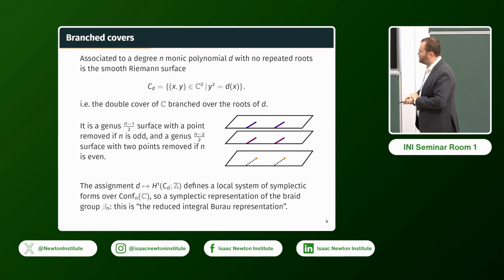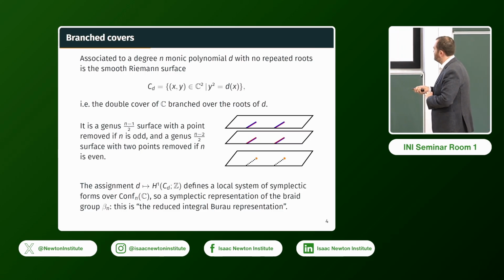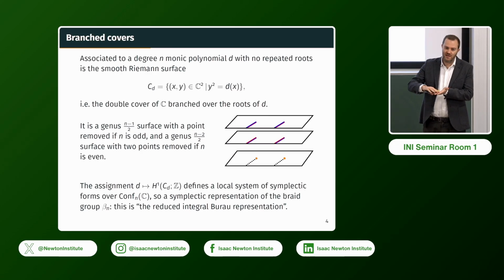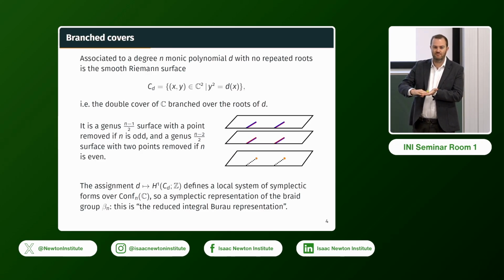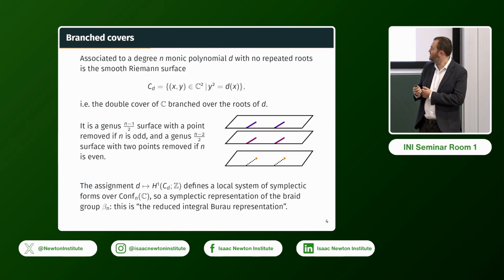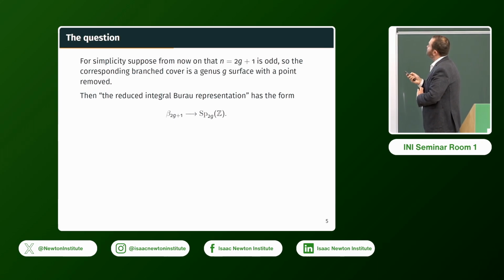It's called the reduced integral Burau representation. Okay? And if you think about giving a local system of abelian groups over some space, it's exactly the same as giving a representation of the fundamental group of that space, telling you how to move vectors around as you go around a loop. So another way to say the same thing is that I have a homomorphism from the braid group on, let's say, 2g plus 1 strands to the symplectic group of 2g by 2g symplectic matrices.